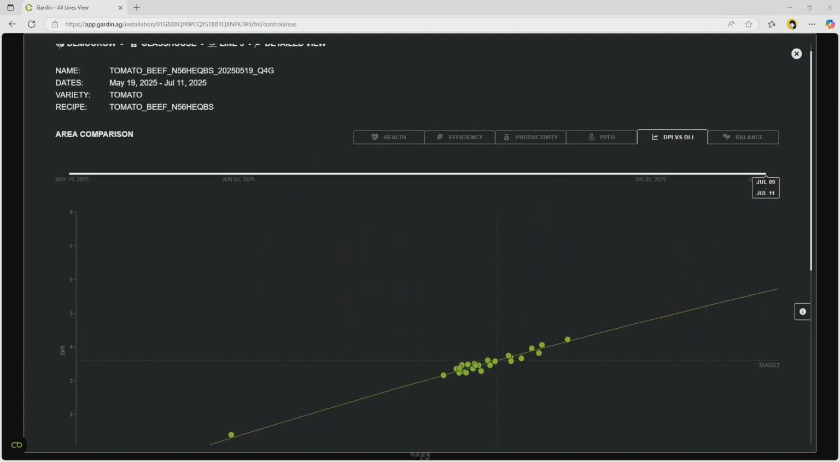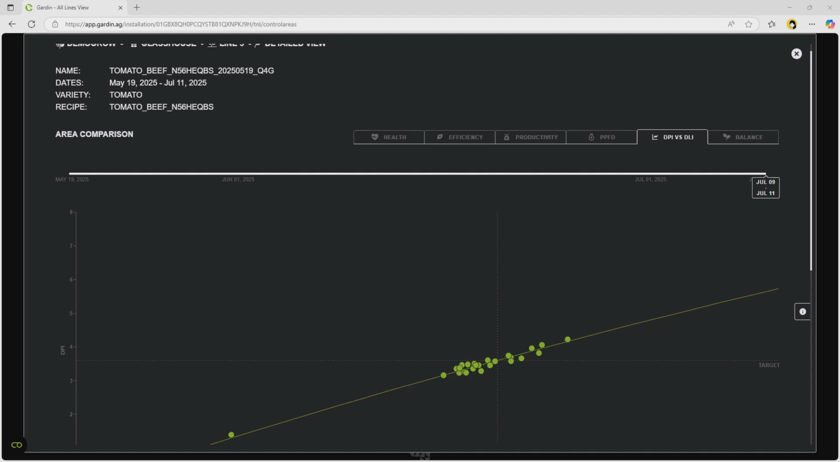Moving on to DPI versus DLI. As we can see here, each line has several circles which represent different days and different ratios, so we can compare how often each line is hitting the ratio. The trend line for line 3 shows how DPI increases with DLI.